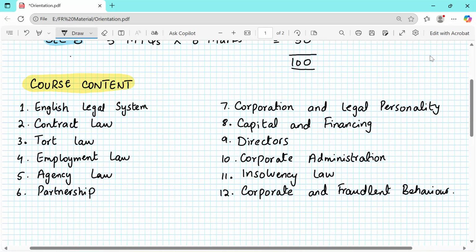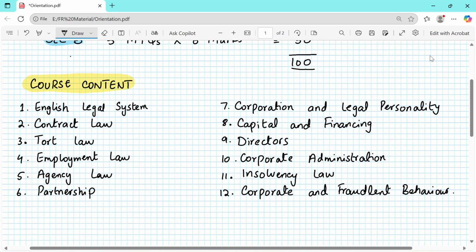Then comes employment law, in which we will be discussing the difference between self-employment and employment first. That is the crucial thing. Then duties of employer, duties of employee. Law regarding dismissing the employee, law regarding the redundancy of employees, and remedies involved. All of this stuff we are going to discuss in employment law.